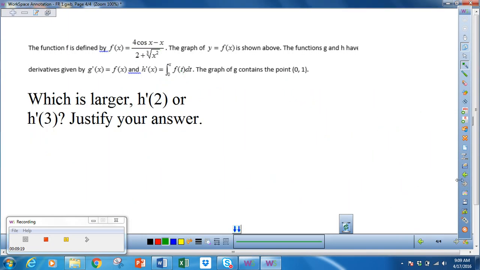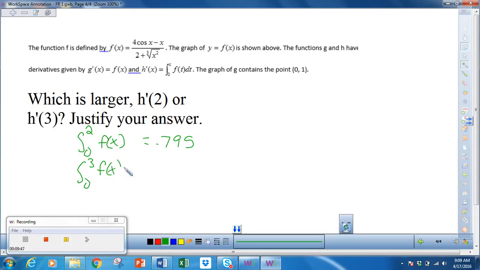And let's get to the last one. Now, what I did for the last one, I just evaluated h prime of 2. So h prime of 2 is the integral from 0 to 2 of f of x, which I got using my calculator as 7.95, and then I integrated from 0 to 3 of f of x and got 0.649, and you got 1 point for an answer.